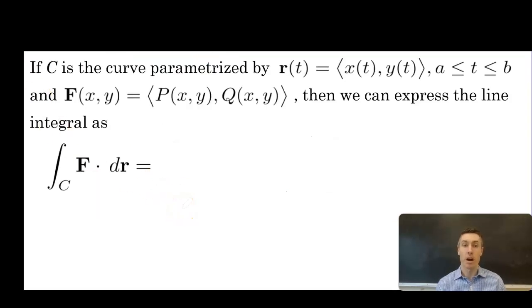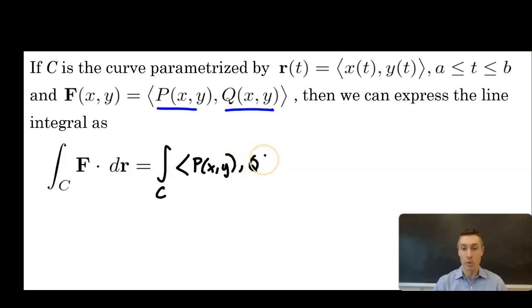So the last thing we have to talk about is another way that we can see the work integral written, that integral of F dot dr. So if C is a curve parameterized by r of t being x of t, y of t, where t is bound from a to b, and the vector field has components P of x, y and Q of x, y, then we can express the line integral a bit differently. So what we're going to do is write the integral along C. We're going to replace F with the vector field, so P of x, y, Q of x, y.